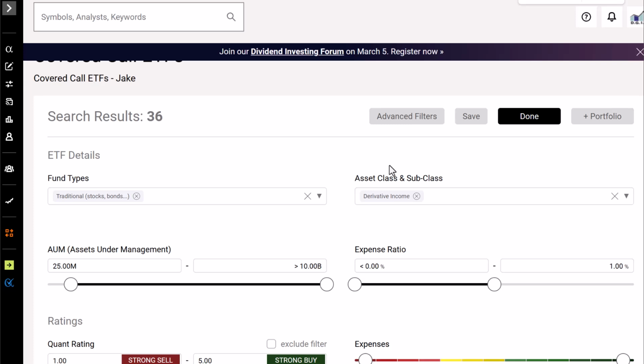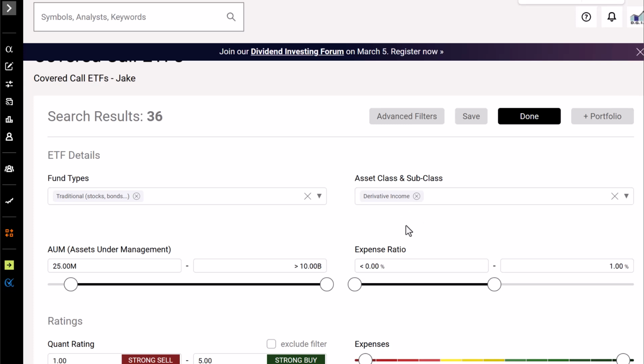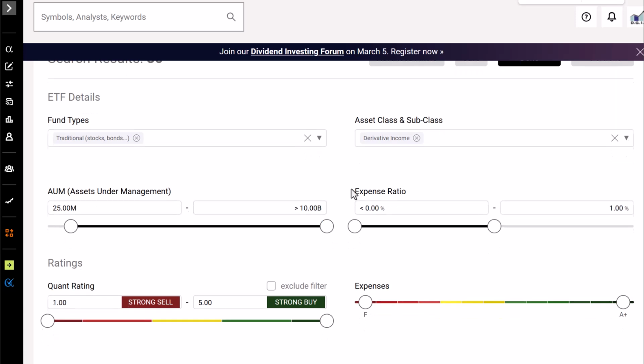The very first thing you're going to notice that is different is under asset class. If you're building your own filter here in Seeking Alpha, type in derivative income. This is where you're going to get your covered call ETFs. And here, I do lower the assets under management because I want to capture more ETFs. A lot of these are new and up and coming, and I want to be aware of everything that is out there.